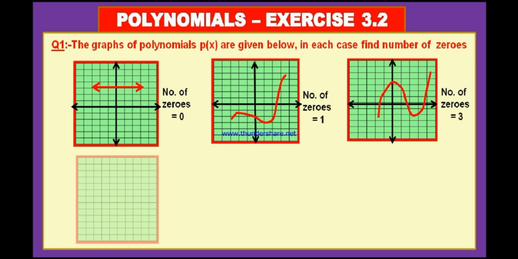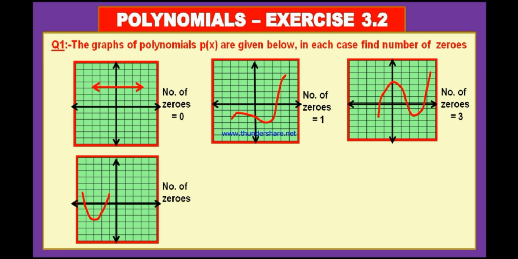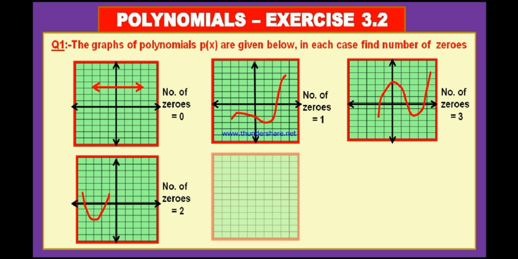Okay, look at the fourth one. In this, again I have given the x and y axes, and this is the given curve. This curve is intersecting the x-axis at 2 points. This is the first point and this is the second point. Since it is intersecting at 2 points, the number of zeros of this graph is equal to 2.